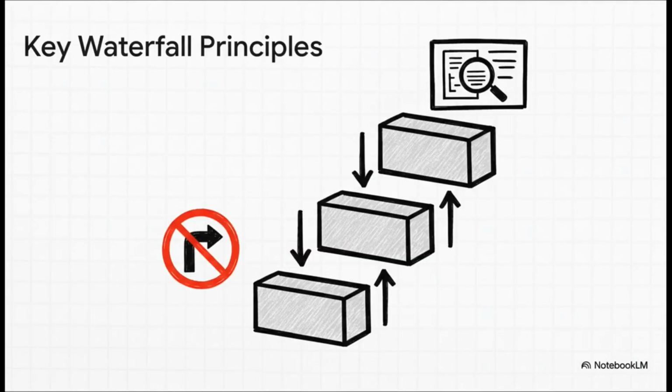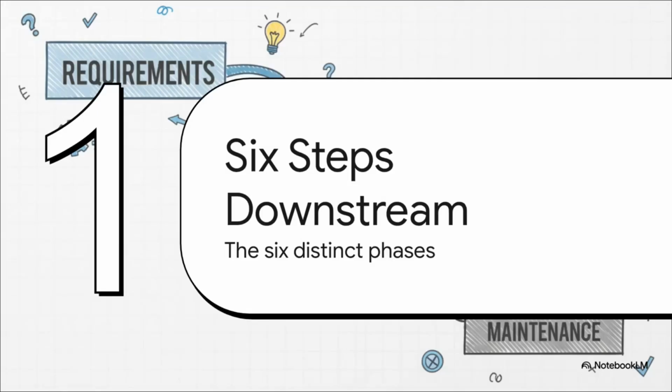So the key takeaway here is just how rigid this thing is. There is zero, and I mean zero, overlap between phases. And just like a real waterfall, you can't go back upstream. Once a stage is done, it is done. There's no undo button. And that, as you can imagine, puts a ton of pressure on getting the planning absolutely perfect from day one.